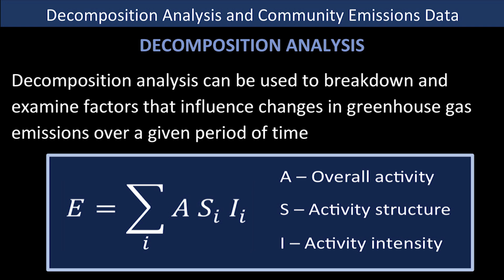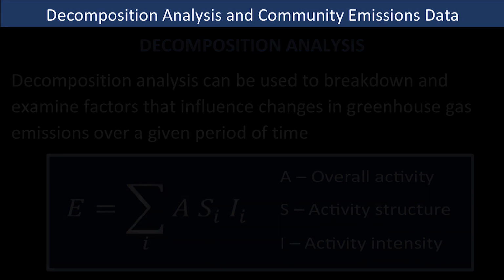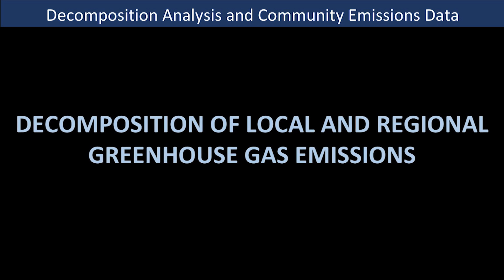And then activity intensity is for emissions per GDP unit. So it's like the intensity of emissions being produced. So that's national level, and often these decomposition analyses have been done at national, state, and provincial levels. What we wanted to do was figure out if we can make this relevant to the local and regional level. We can bring this out to planners.